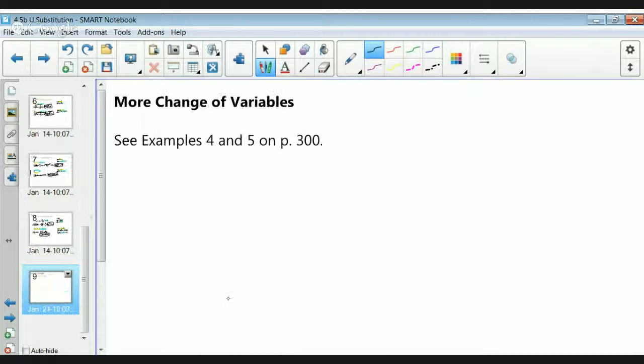Okay, just a little note here. For a couple more examples, you may want to see examples 4 and 5 on page 300. I believe at least question 67 in your homework deals with this type of example. I call it a double substitution. So I would recommend looking at those examples before attempting those last few ones on your homework.